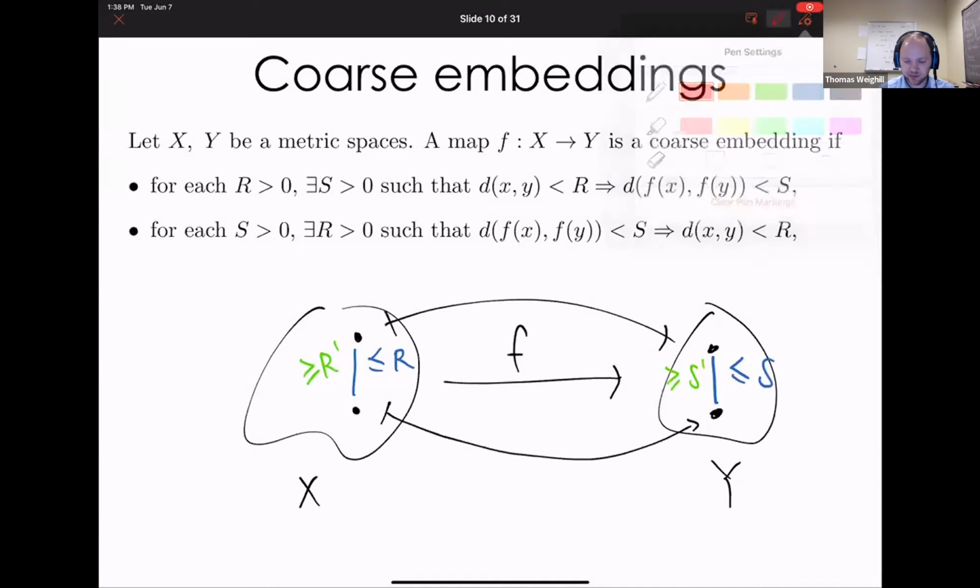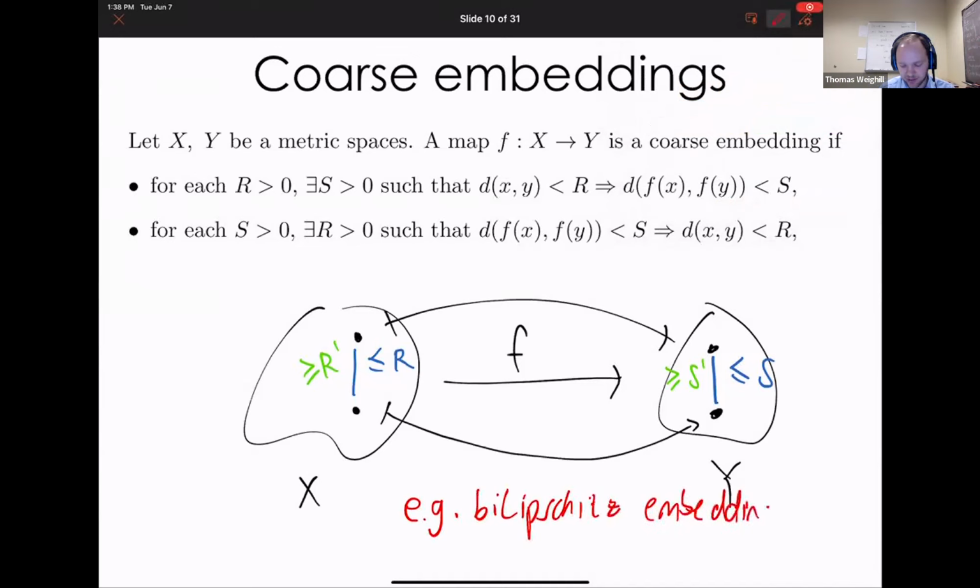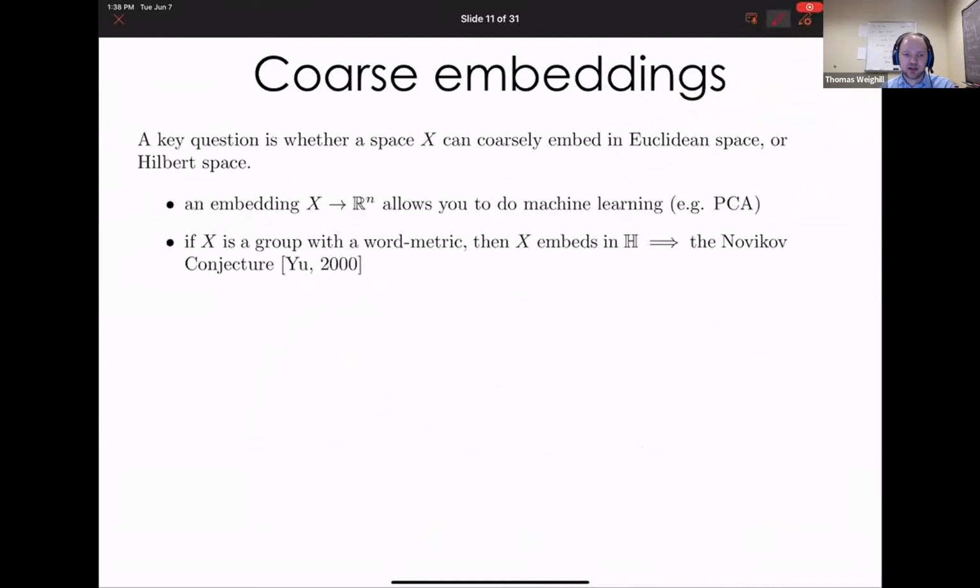So an example of this might be a bi-Lipschitz embedding. If you know what a bi-Lipschitz embedding is, that's a special case of this. This is kind of like a coarsification of it. It's basically the weakest version you can come up with. Now, coarse embeddings matter a lot for two reasons. One, it's a measure of how good an embedding is. And if you have a good embedding between a space and some linear space, you can do machine learning on it. You can do kernel tricks. You can take means and stuff like that.